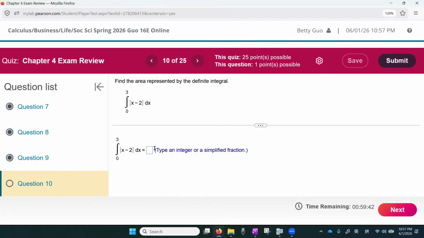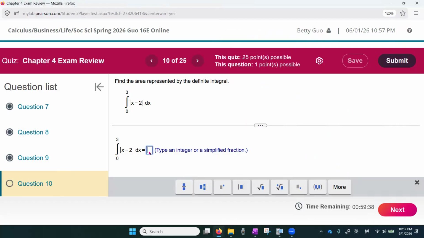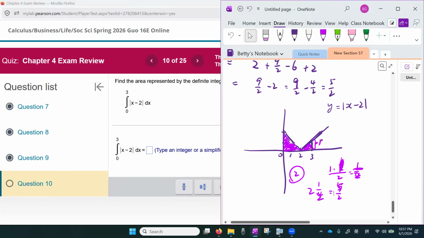5 over 2. Type an integer or a simplified fraction. So if you type in 2.5, even if it's the same as 5 halves, it will be marked as wrong. So read the instruction carefully. 5 over 2.